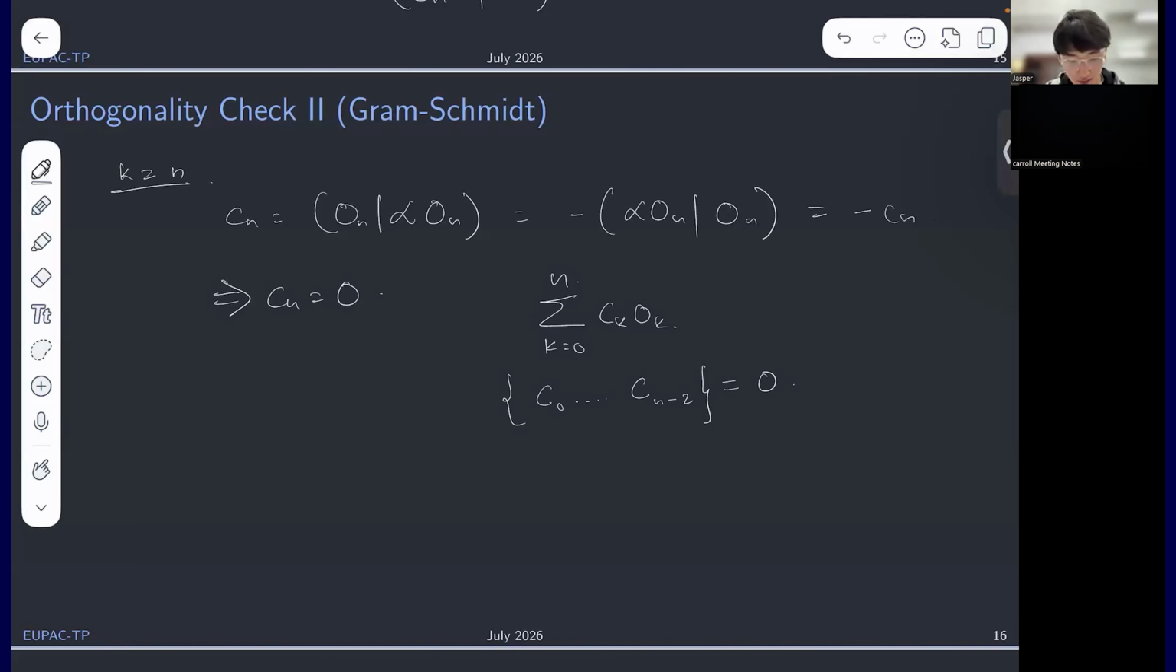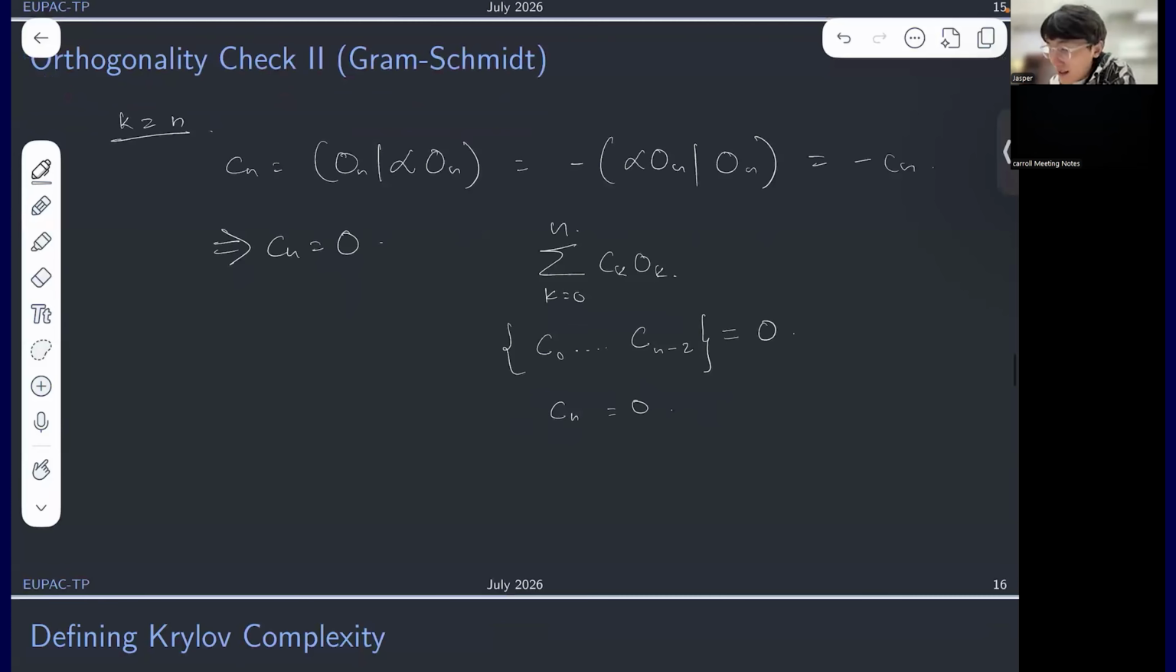Also, Cn equals 0, right? But for k equals n minus 1, Cn minus 1 is actually On. And this is not 0. This is some number. I'll show you.